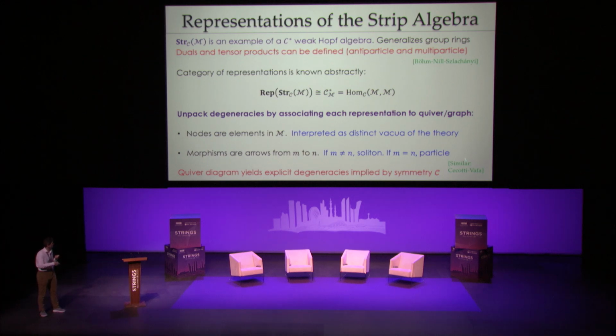And this is an echo of similar quivers that have appeared in the past. So this quiver diagram is our desired object. It yields the implied degeneracies from the fusion category. And we're now going to see it in practice.